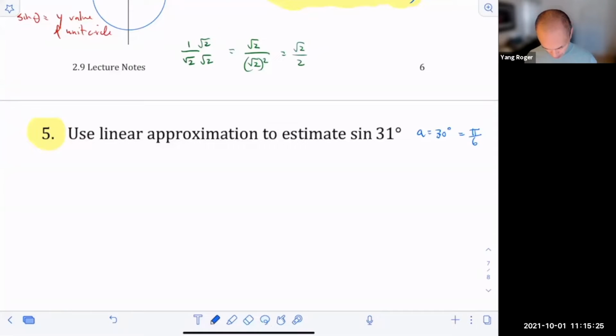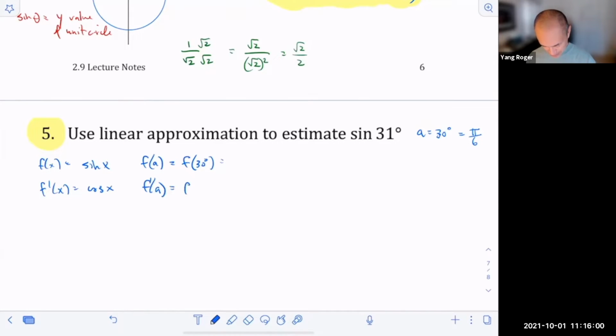So our f of x is going to be equal to sine of x, and our f prime of x is going to be equal to cosine of x, and our f of a is really going to be f of 30 degrees, and our f of b is really, sorry, not f of b, f prime of a. I graded too many of those intermediate value theorem things recently. It's going to be f prime of 30 degrees.